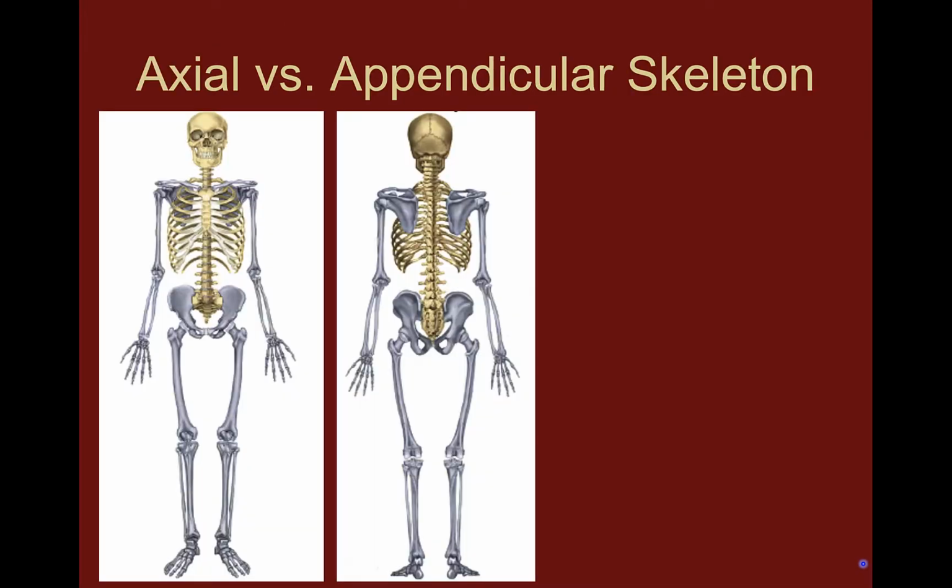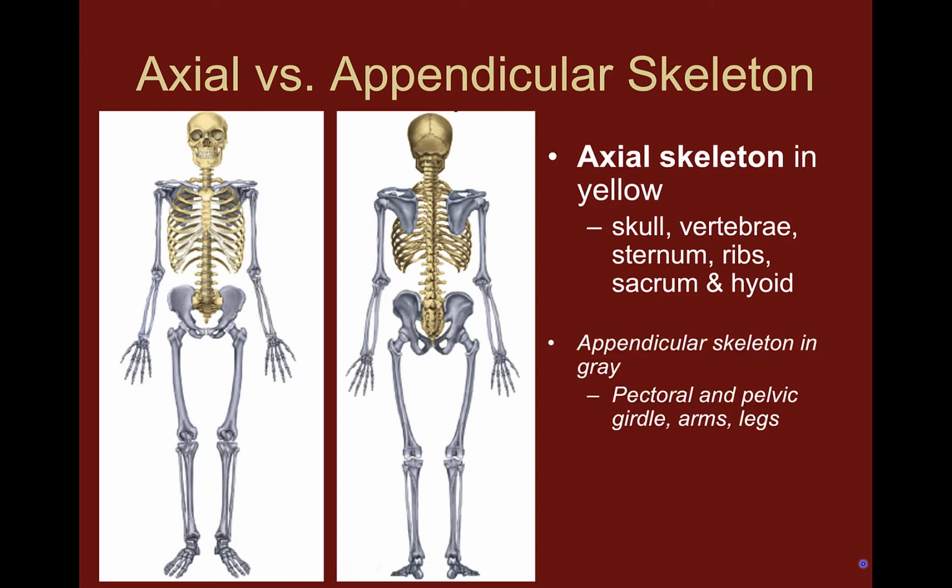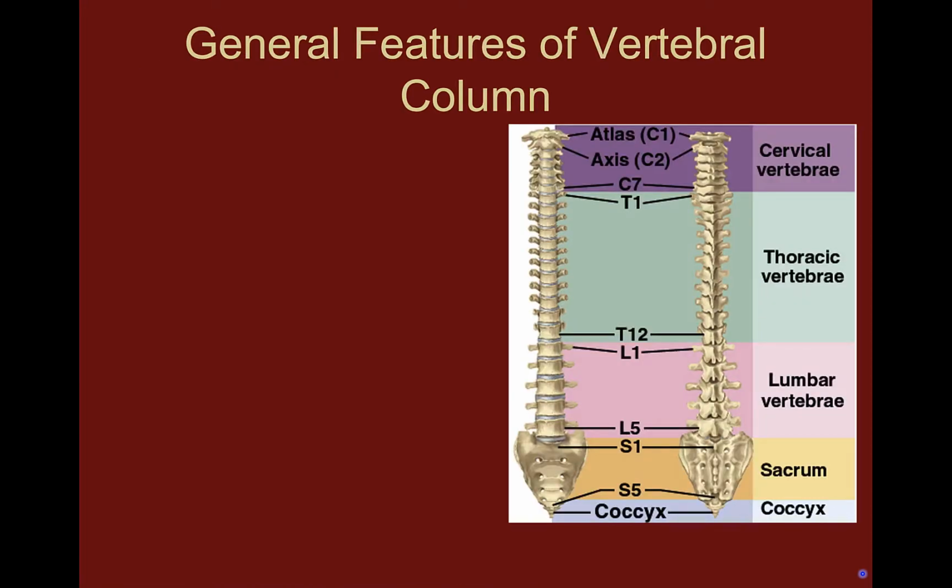Now, remember last week we talked about the two divisions between our skeleton. Here you can see in yellow, we have our axial skeleton, so the skull, vertebrae, sternum, ribs, sacrum, and hyoid. And in the gray, we have our appendicular skeleton. So we have our pectoral girdle up here and our upper extremities. We have our pelvic girdle and our lower extremities here. And we'll be looking at those in the next couple of weeks.